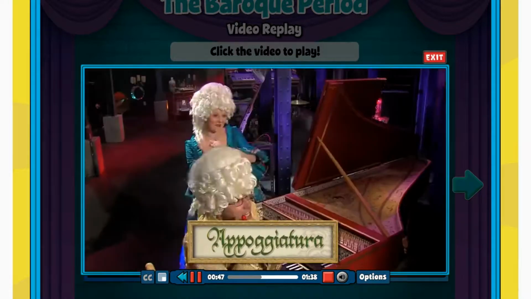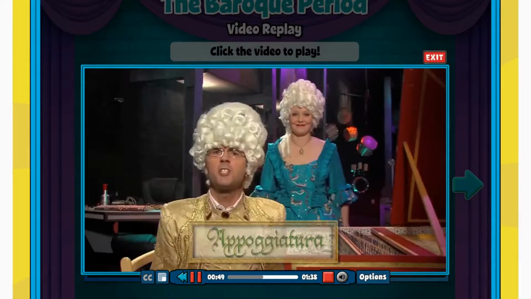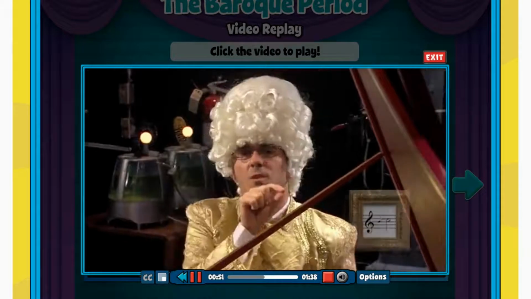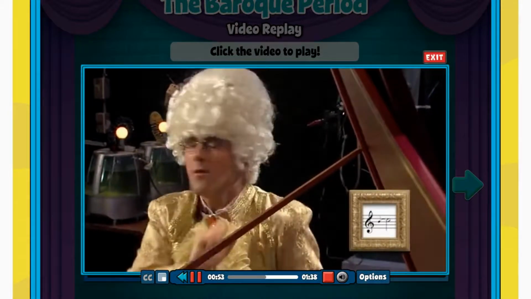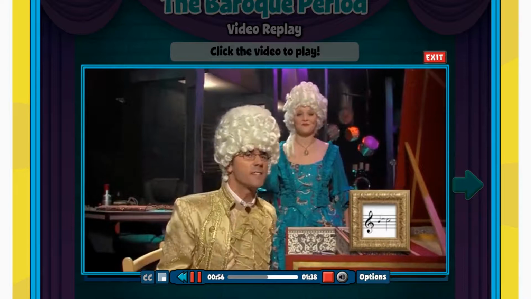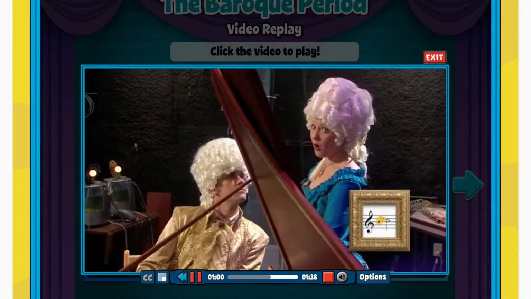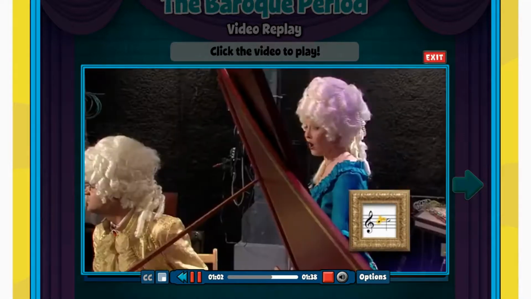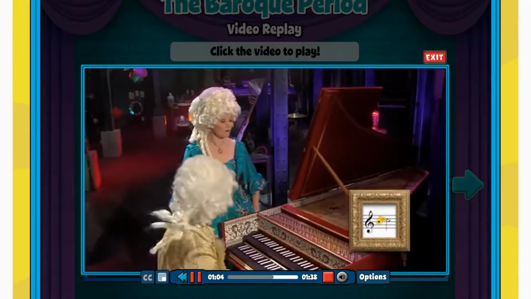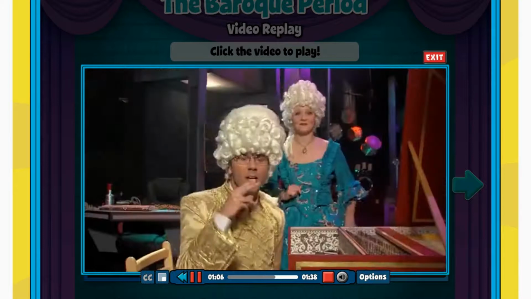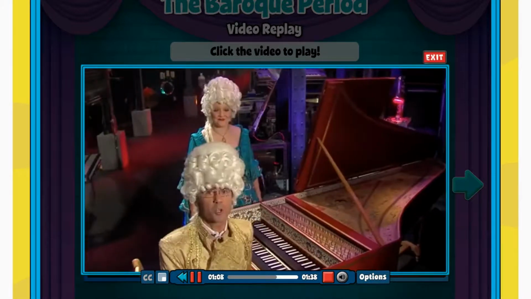Appoggiatura. Now, an appoggiatura is a note, a little note, before the main note that you want to sing. And that makes it fancy again. Listen to this. So a trill, a turn, and an appoggiatura.